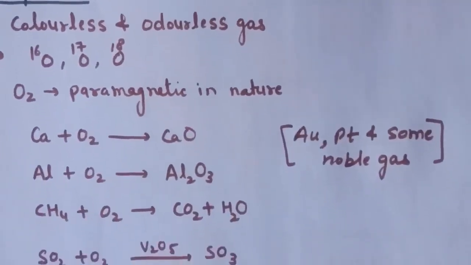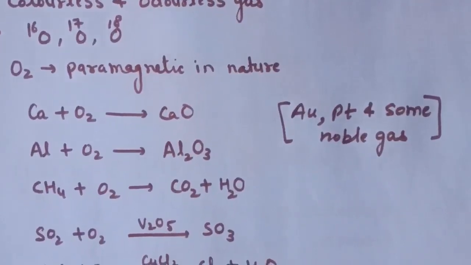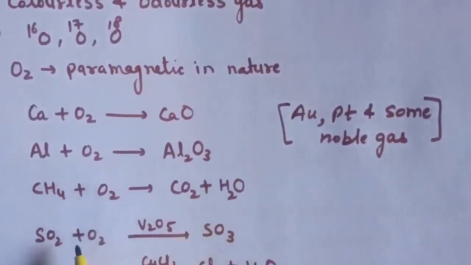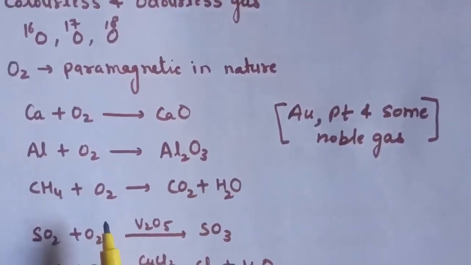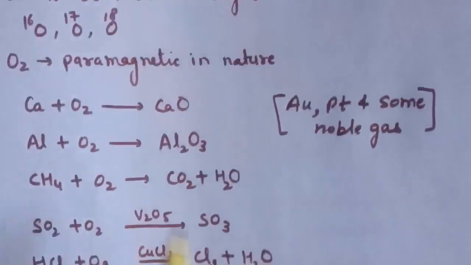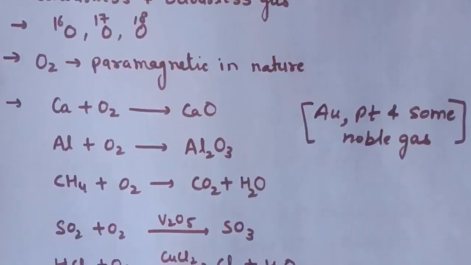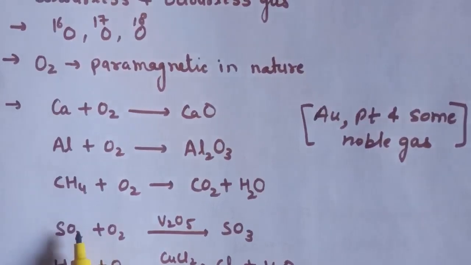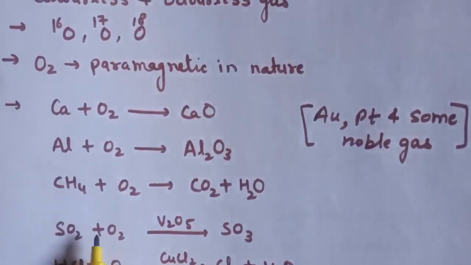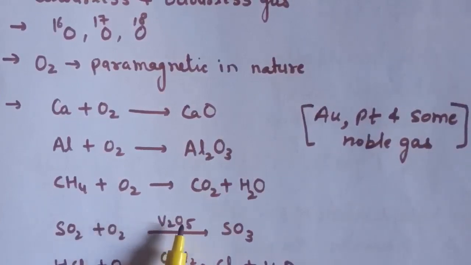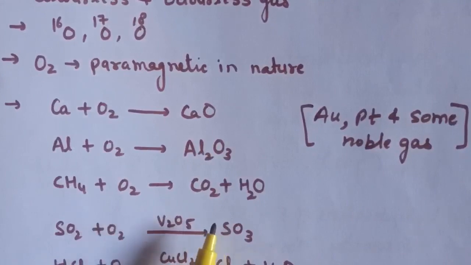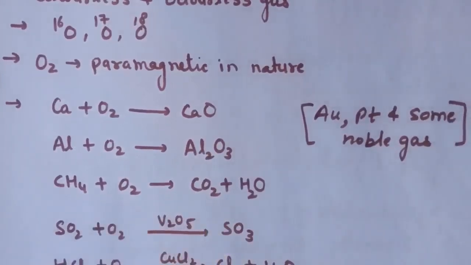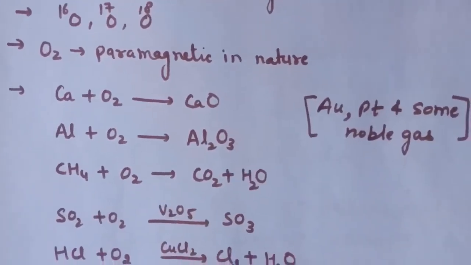Next, in some cases, in the presence of a catalyst, the reactions are catalyzed, or you can say compounds are catalytically oxidized. For example, in the case of sulfur dioxide, when we treat sulfur dioxide with oxygen in the presence of V2O5, which is a catalyst, we get SO3. So these are the reactions of dioxygen.